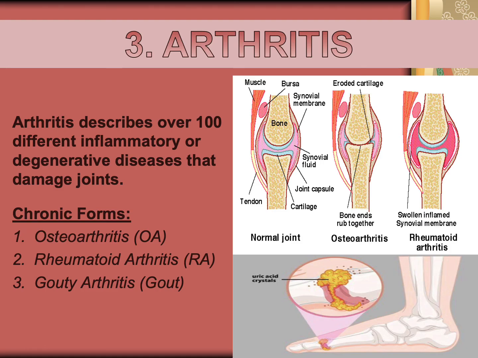Arthritis describes over 100 different inflammatory or degenerative diseases that damage the joints. Lahat ng arthritis, they have the same initial symptoms, and that's pain, stiffness, and swelling of the joint. Masakit, naninigas, at namamaga. Then, depending on the specific form, certain changes in the joint structure occur. First is osteoarthritis, OA. Second is rheumatoid arthritis, RA. And third is gouty arthritis, or gout.